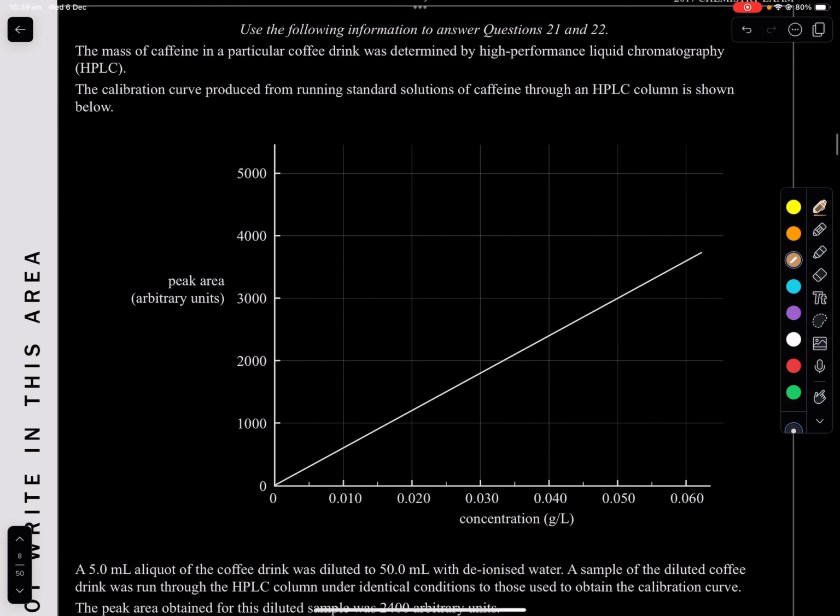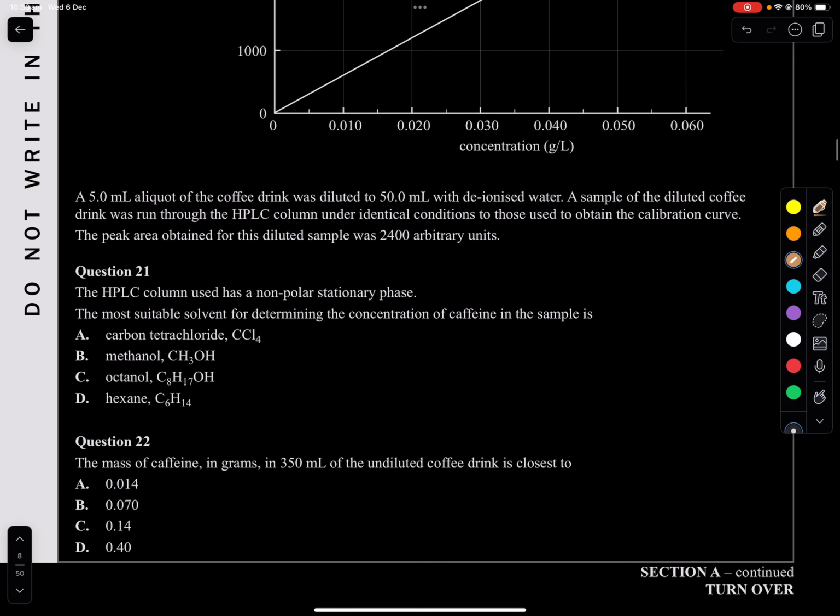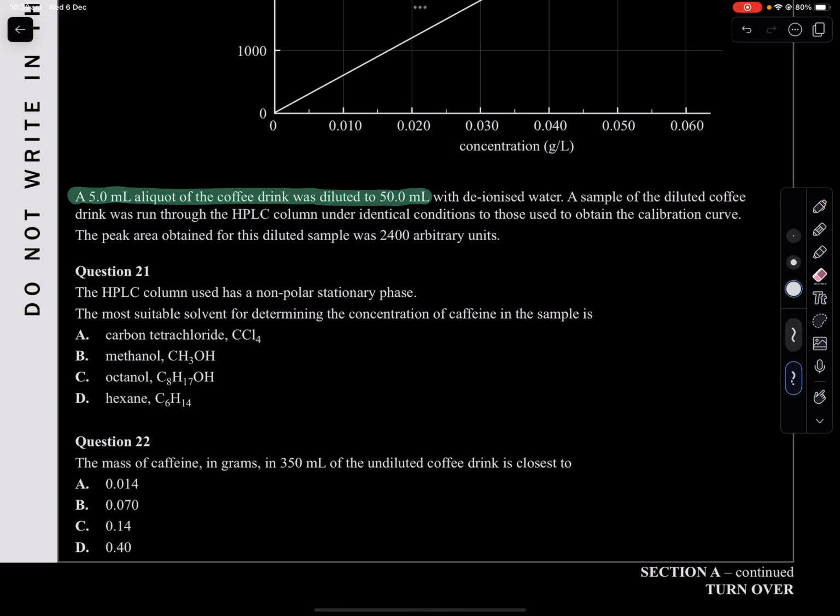Question 21. The mass of caffeine in a particular coffee drink was determined by high-performance liquid chromatography, HPLC. The calibration curve produced from running standard solutions of caffeine through a HPLC column is shown below. Okay. A 5 milliliter aliquot of coffee drink was diluted with deionized water. So we actually have a dilution factor here. What's our dilution factor? So we're going from 5 milliliters to 50 milliliters. So it's a 1:10 ratio. So the dilution factor in this case is just 10.